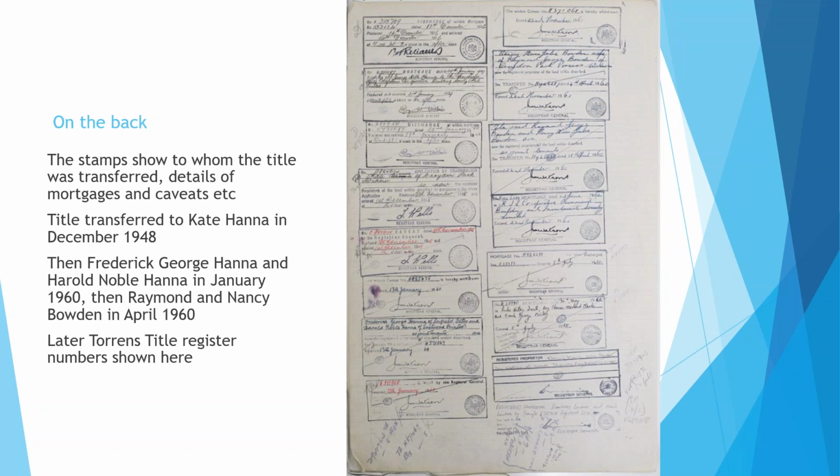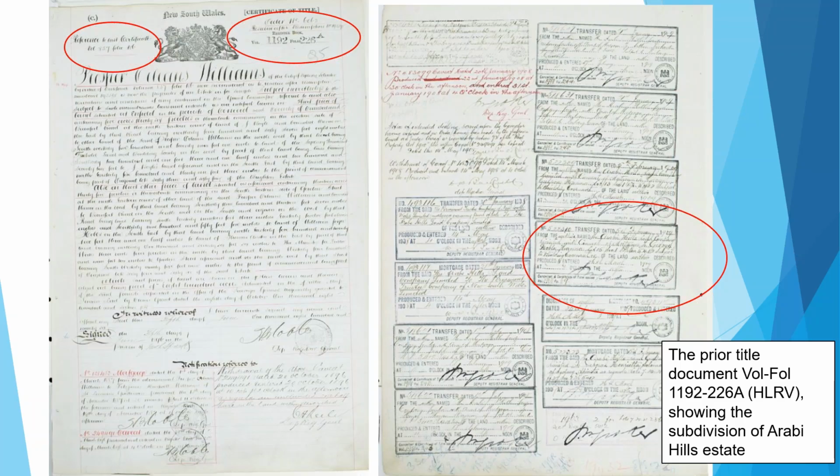So very key document in researching house and property. Going back to the previous certificate of title, 1192-226A, we can see that this is Prosper Orlanes Williams. It's a bigger property that he's bought, and he's subdivided that land and then sold blocks off to various people. And I've just circled this time on the right-hand side there, the stamp that says that George Noble Hanna purchased one of those blocks of land.